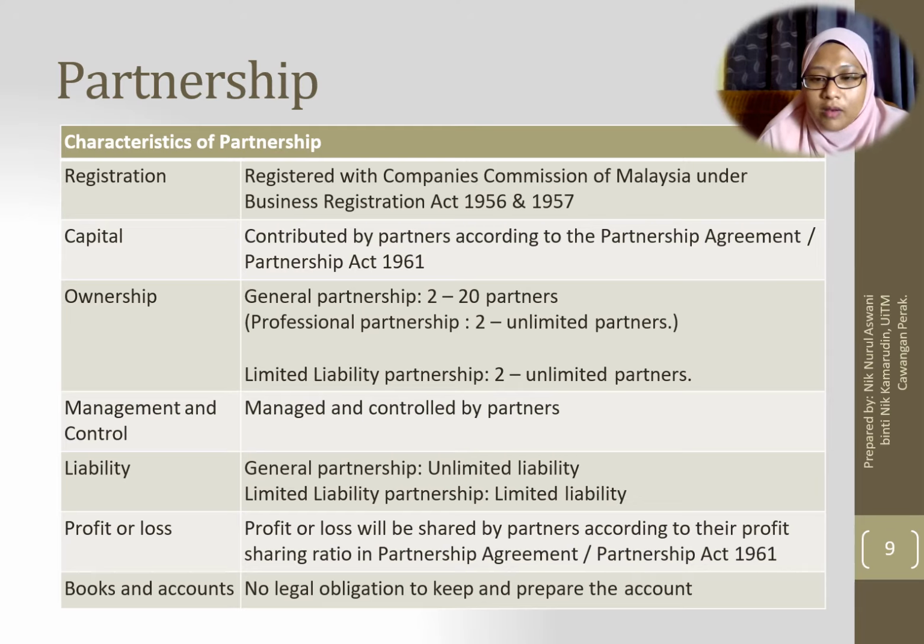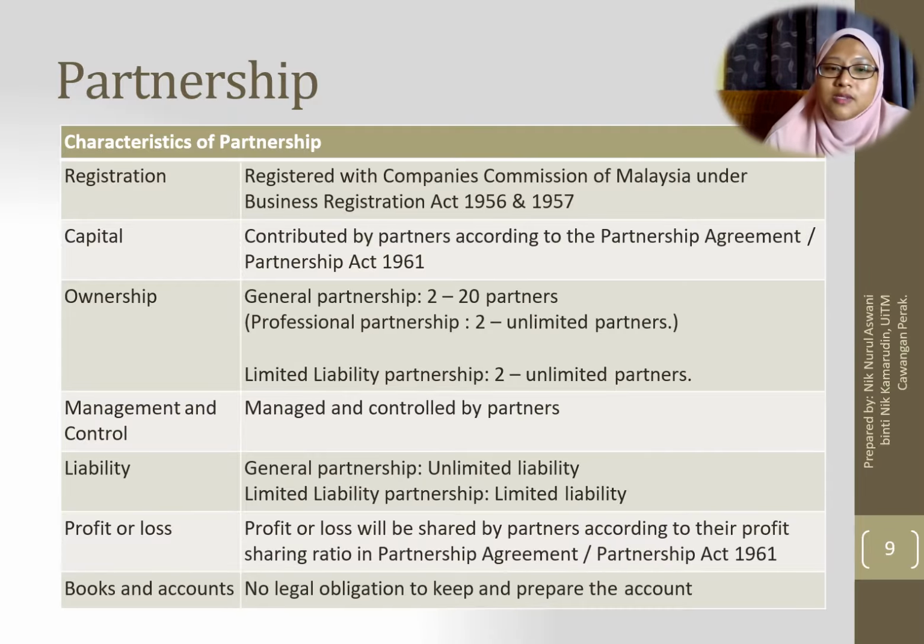In terms of profit or loss, it depends on how you want to share the profit and the losses. It can be based on the partnership agreement as agreed when you set up the business, or as per the Partnership Act 1961. If you have no partnership agreement and there is an argument over the profit or loss among the partners, then we refer to the Partnership Act 1961, which usually states that profit or loss are to be shared equally among the partners. For books and accounts, there is again no legal obligation, like sole proprietorship, to keep and prepare the accounts.